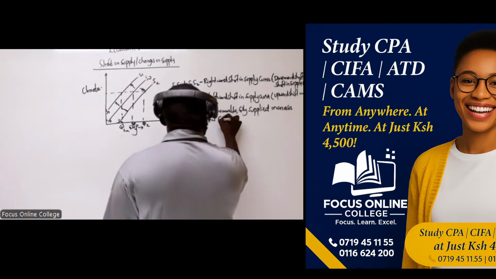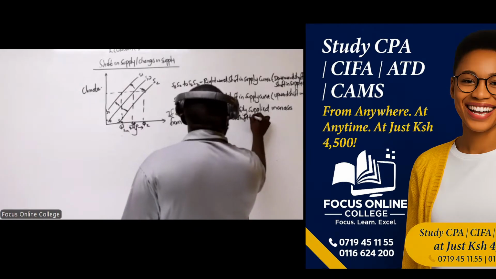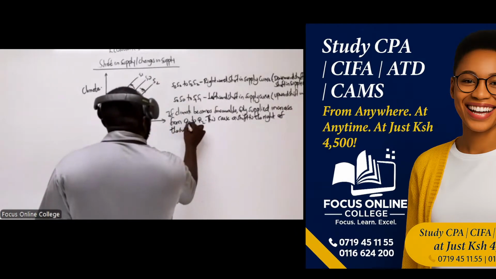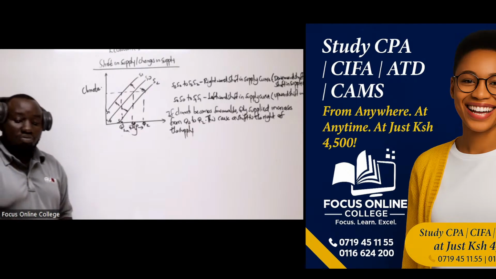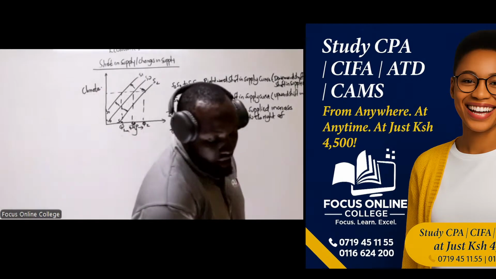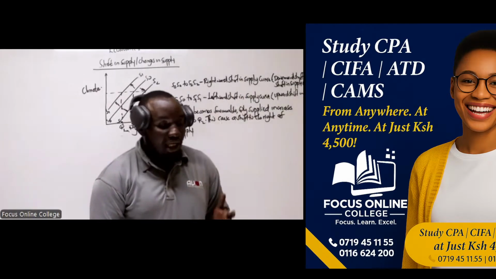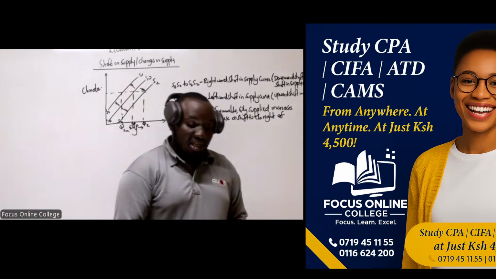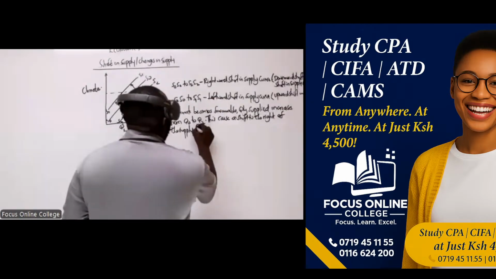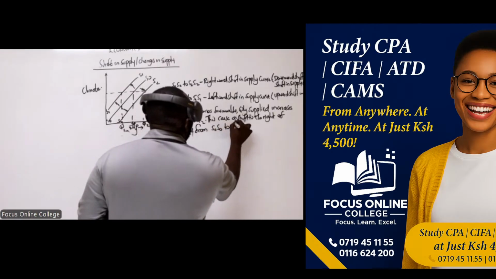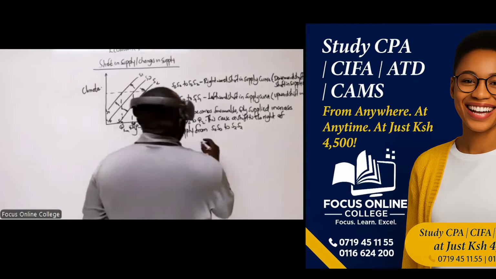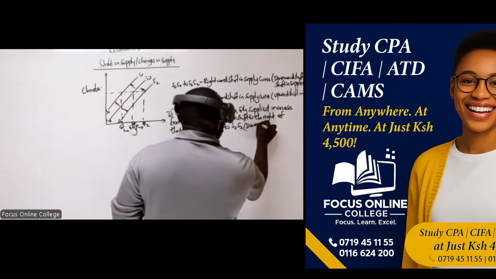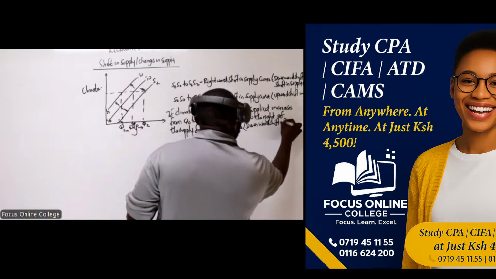This causes a shift to the right of the supply curve. That will definitely cause a shift to the right of the supply curve. We know that from S0 to S2. So the other name is what we call the downward shift of supply curve.